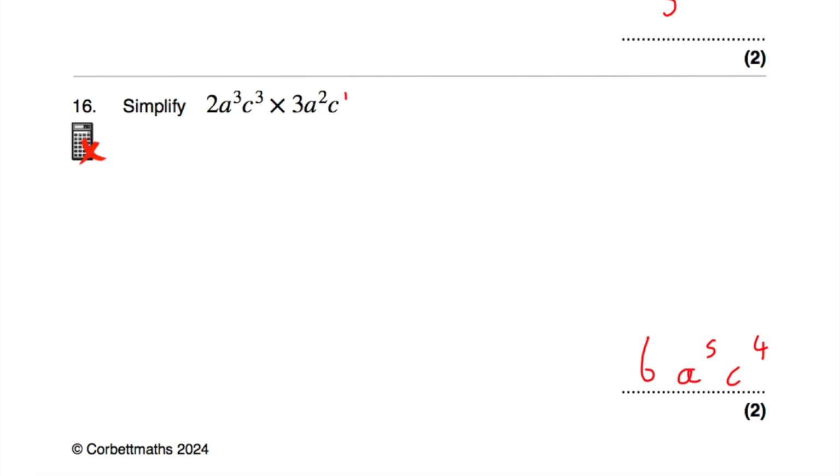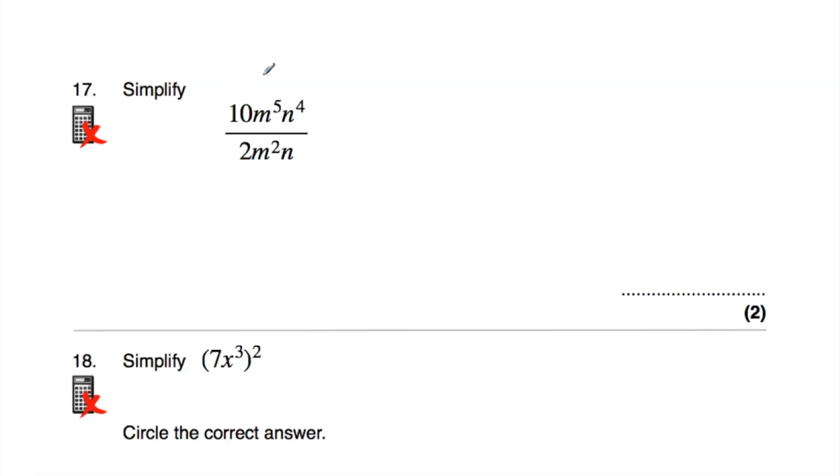Okay, question number 17. So question number 17 is a similar question, but it's division. So we're going to do the division first. 10 divided by 2 is equal to 5, so it's going to be 5. Then we've got m to the power of 5 divided by m squared, so we take away the powers. 5 take away 2 is 3, so it's going to be m cubed. And then we've got n to the power of 4 divided by n, well, that's n to the power of 1. We take away the powers, 4 take away 1 is 3. So the answer would be 5m cubed, n cubed. And that's it, 5m cubed, n cubed.